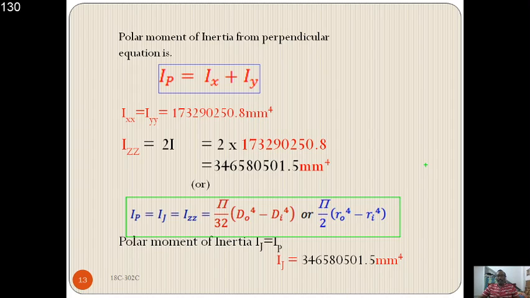For the normal I-axis it is pi by 64. So just change that value and you will obtain the polar moment of inertia of a hollow circular section or a tube or pipe. So use this simple procedure and remember this formula for competitive exam purposes. Therefore, J is equal to 346580501.5 mm to the power of 4.